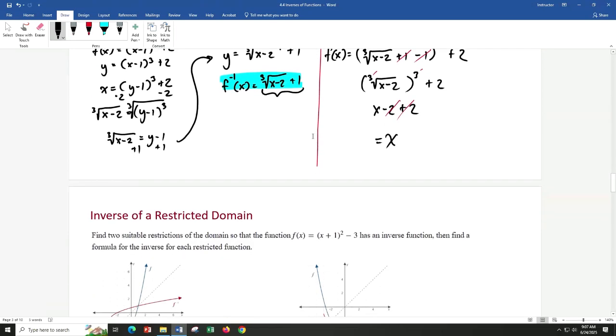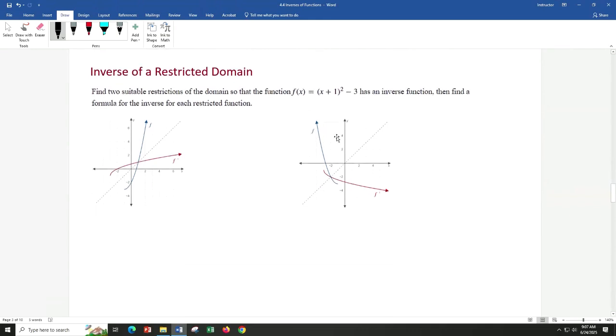Inverse of a restricted domain. This you will not do very often, but I do want to show it to you, just very, very quickly.